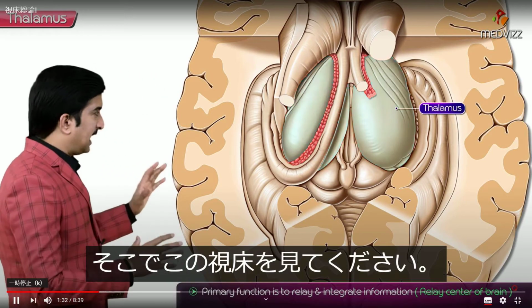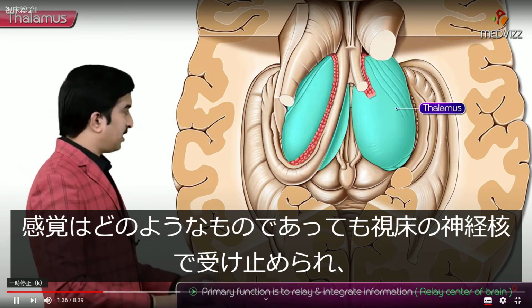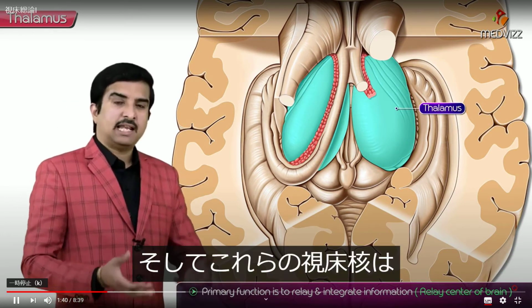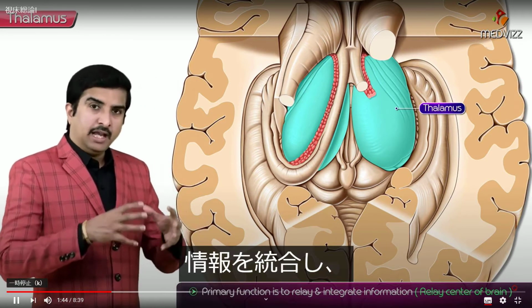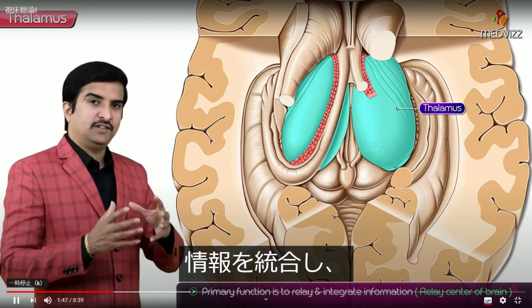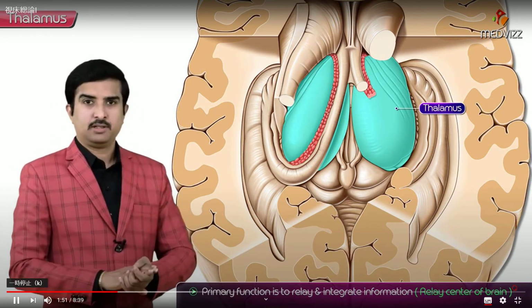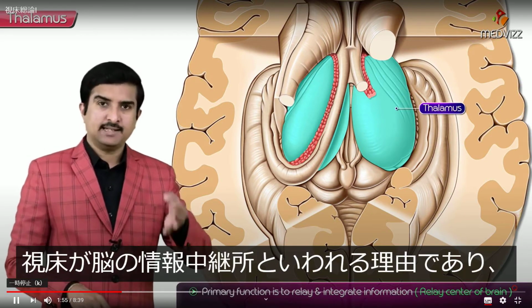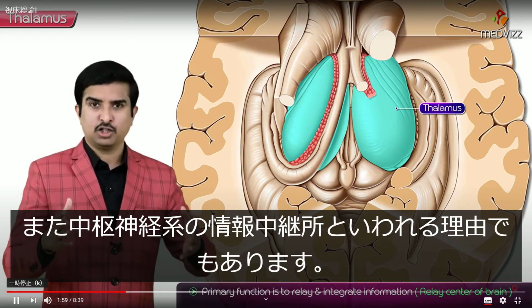So if you see the thalamus here, whatever sensory inputs are received by the thalamic nuclei, these thalamic nuclei not only receive the information, integration and processing of the information is also done at the thalamic area. That is the reason the thalamus is called the relay center of the brain, or relay center of the central nervous system.